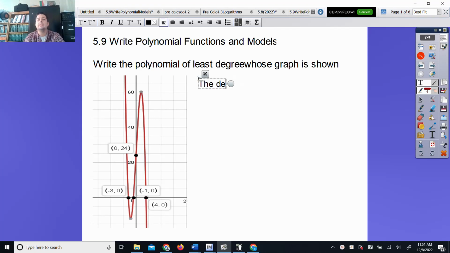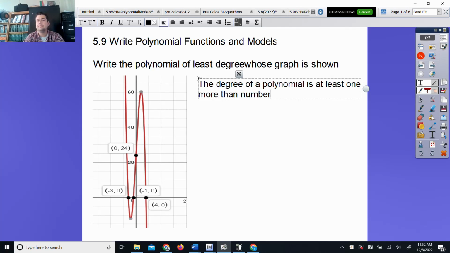Okay. The degree of a polynomial is at least one more than the number of turning points. That's turning point theorem. It's a really easy theorem. Count turning points, add one. Of course, 3 kids weren't in here yesterday, so turning point's new to them.